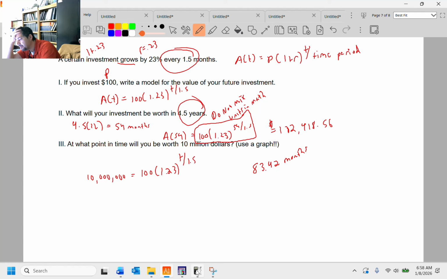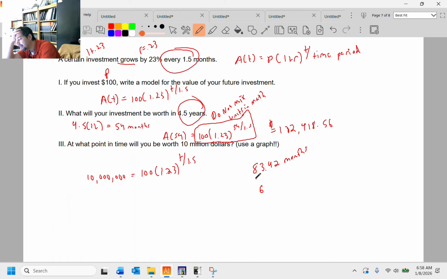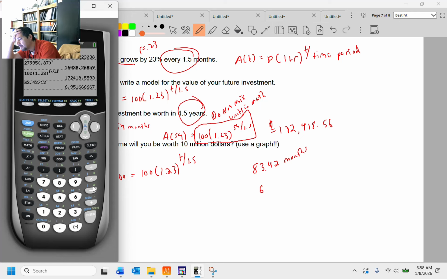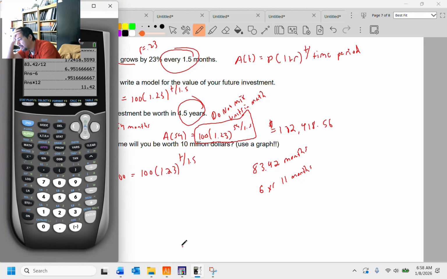What is that in years, you know? I'm pretty sure that there are 12 months in a year. So let's take that 83.42 divided by 12. It's 6.95 years, right? Let's see what that translates into months. So minus 6. That'd be 95 hundredths of a year. Let's multiply that by 12. 6 years, 11 months. And in math, we say that the average month has 30 days.